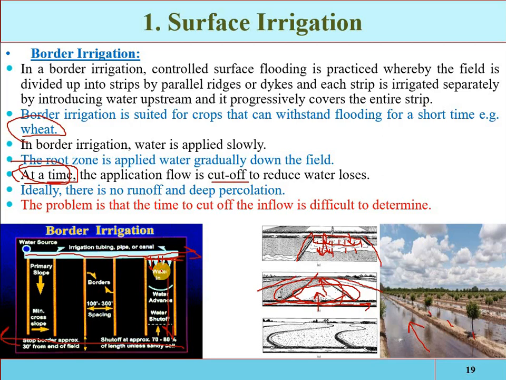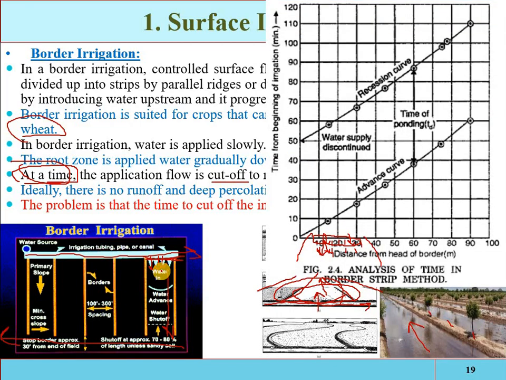But before this one, first we have to discuss some important points in border irrigation. See, for example, this is a border. That is the length of the border. So on this border, first of all, mark different points.